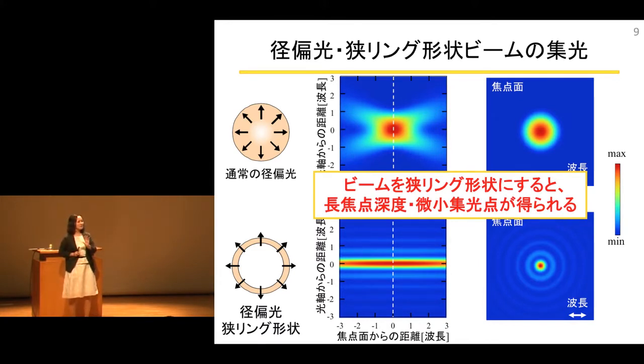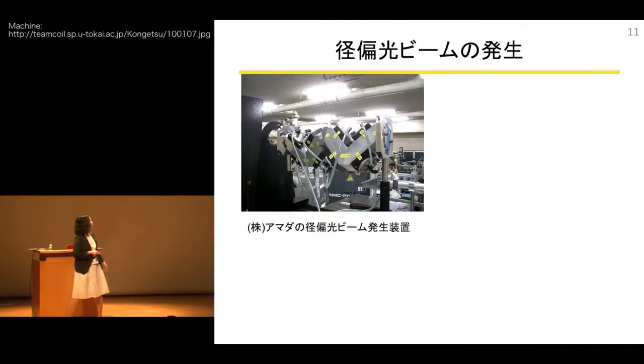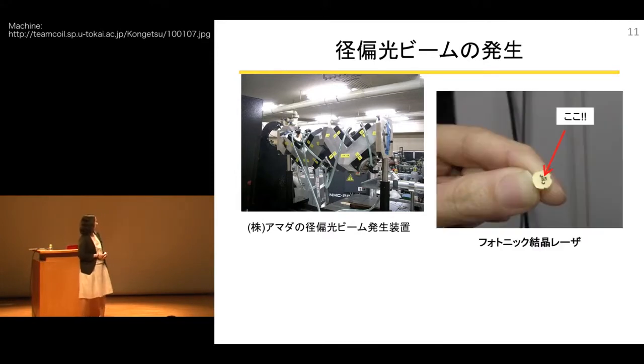But the radially polarized light can be described by more than two equations. It means that in order to get a radially polarized beam, this kind of big machine was required. This is a machine developed by a corporation called Amada. In this machine, there are many optical systems. This is a very big machine which occupies the entire room. But what we wanted to do is to replace it with a very small chip as this one.